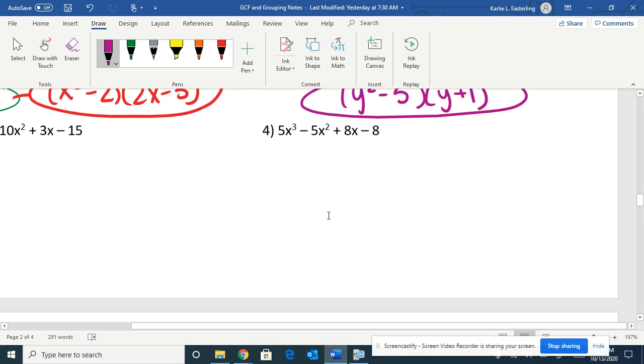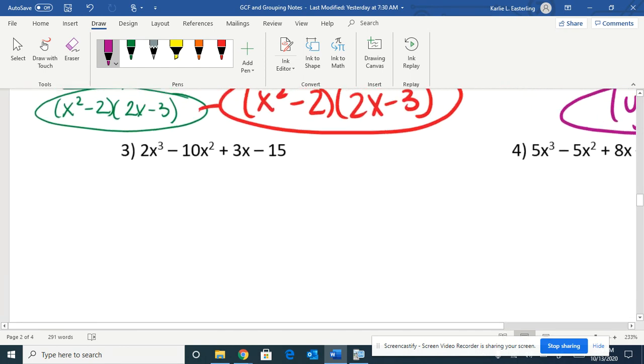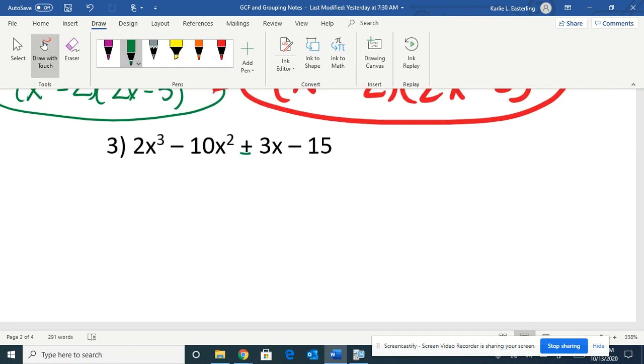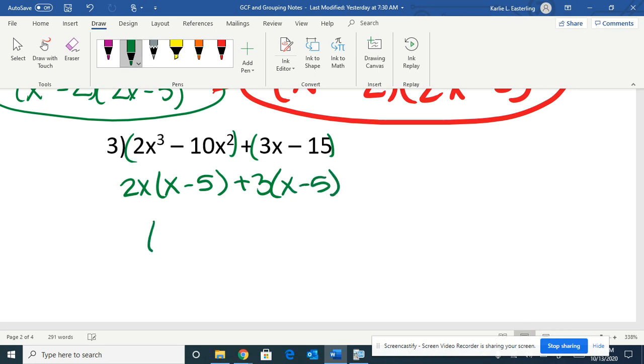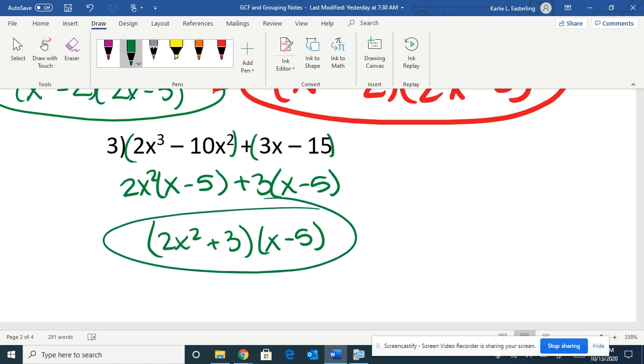So let's come down here. Look at number 3. Number 3 is a little bit easier because we have a positive here, so we can just draw in those parentheses. You don't even have to rewrite it. I'm going to pull a 2x out of that first set, and we're left with x minus 5. On the second set, I can pull out a 3, and I'll be left again with x minus 5. I forgot my 2x squared, sorry. So 2x squared plus 3 and x minus 5.